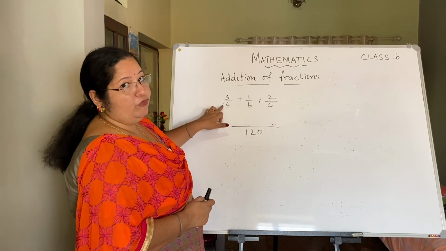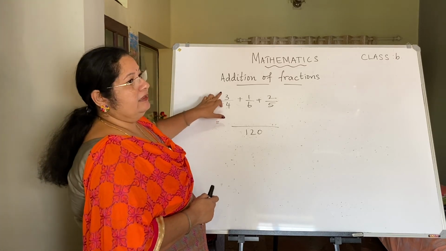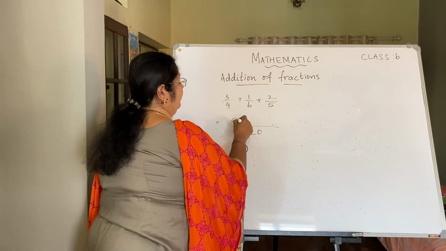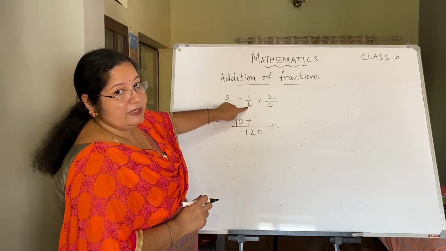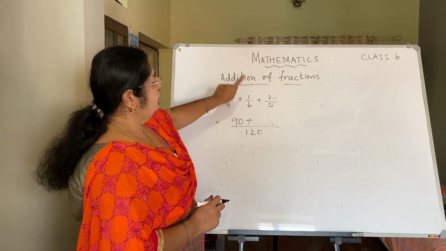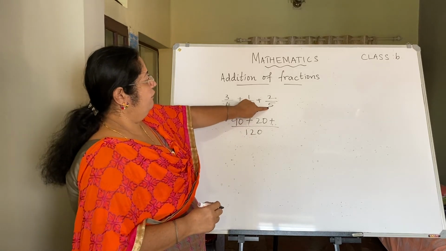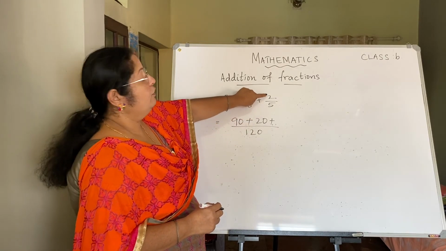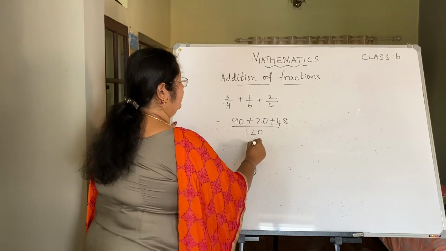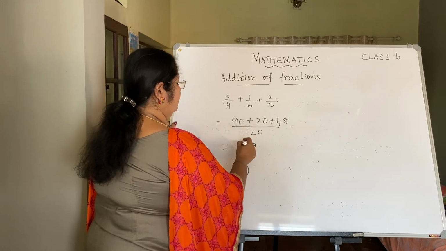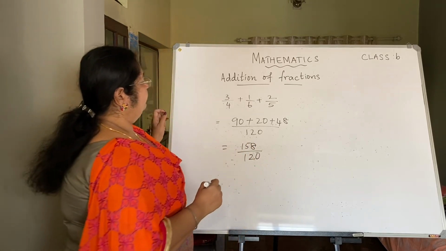120 divided by 4. 120 divided by 4 is 30. That 30 multiplied with the numerator. 30 into 3 is 90. Plus 120 divided by 6. 120 divided by 6 is 20. 20 into 1, 20. Plus 120 divided by 5 is 24. 24 into 2 is 48. So now add all this. You get 158 by 120.